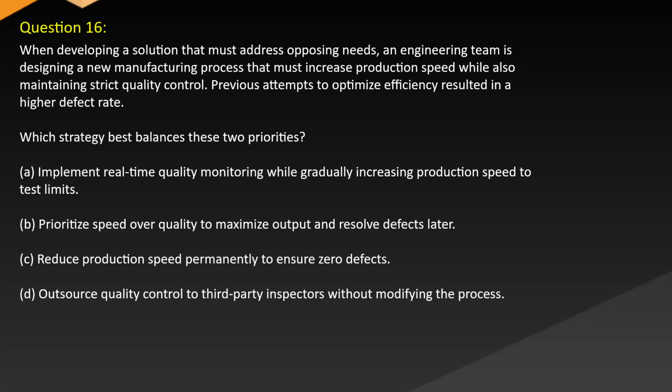A. Implement real-time quality monitoring while gradually increasing production speed to test limits. B. Prioritize speed over quality to maximize output and resolve defects later. C. Reduce production speed permanently to ensure zero defects. D. Outsource quality control to third-party inspectors without modifying the process.